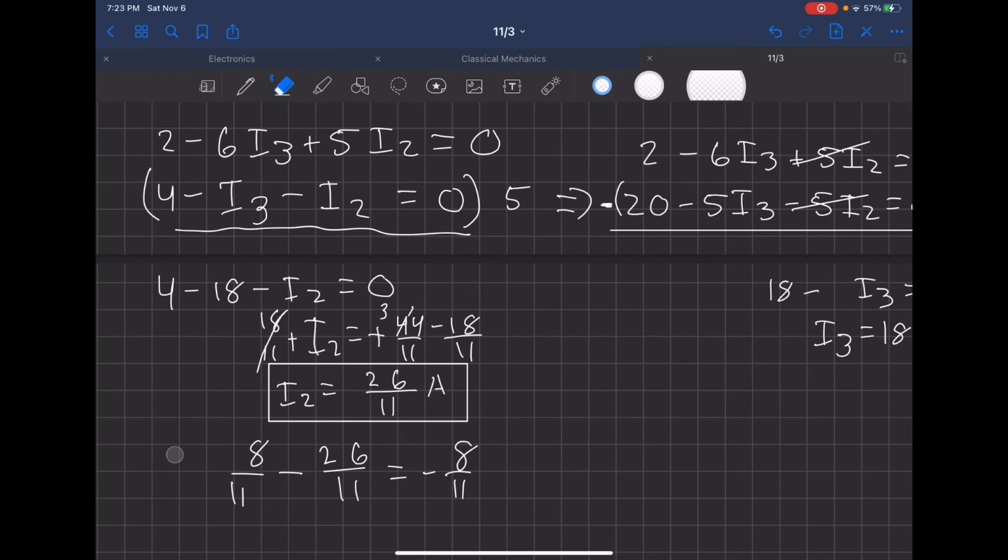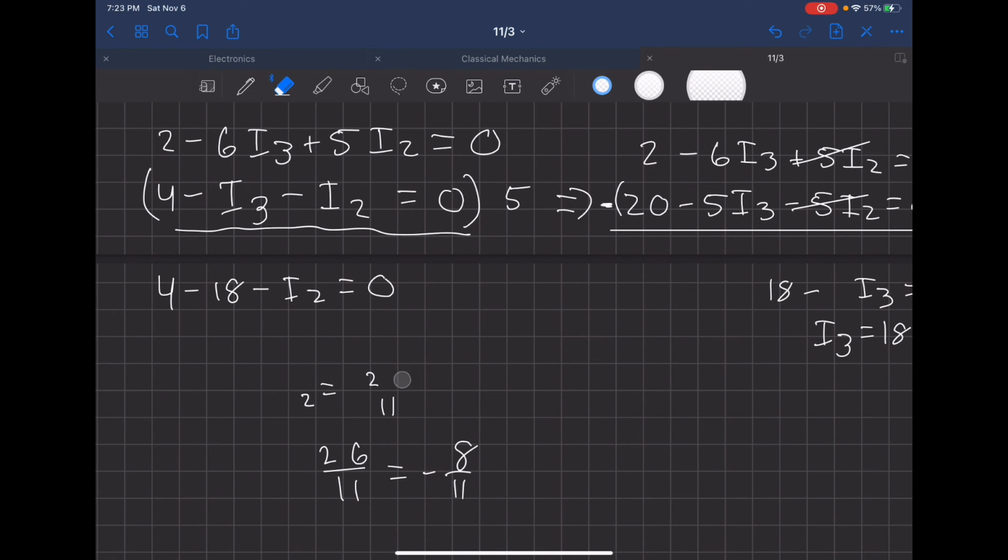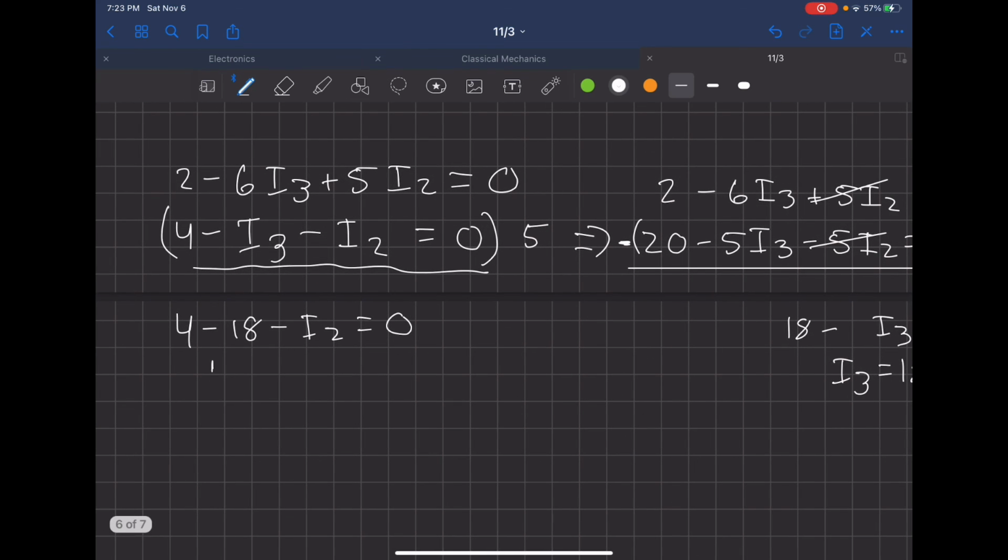So we're going to erase all of this. And we can see that I2 is going to equal minus 14 minus I2. So I2 is going to equal minus 14.